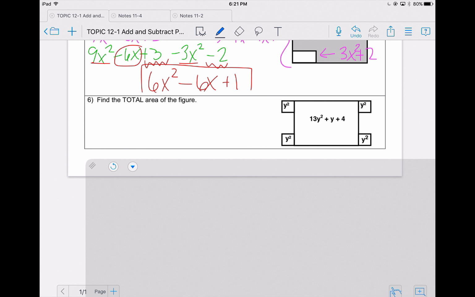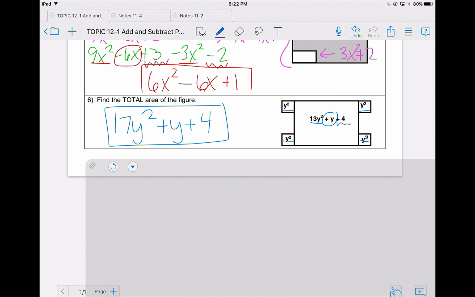Six asked me to find the total area of the figure if I have all of those pieces. All I'm really doing is adding in this plus y squared, y squared, y squared, y squared. So for this one, I'm just going to show I have 13y squared plus 1 plus 1 plus 1 plus 1. So 13 plus 1 plus 1 plus 1 plus 1 is 17y squared. And then I have a y, and I have a 4, and nothing to change those.